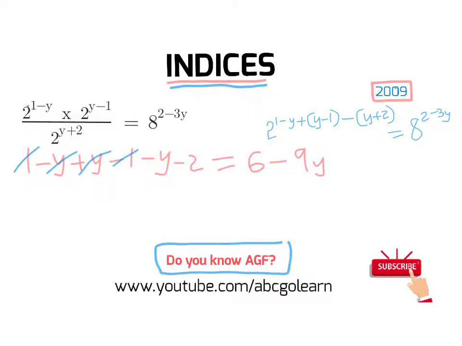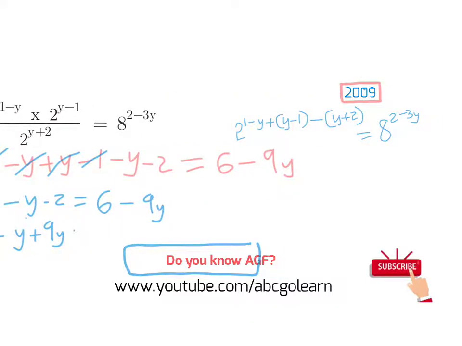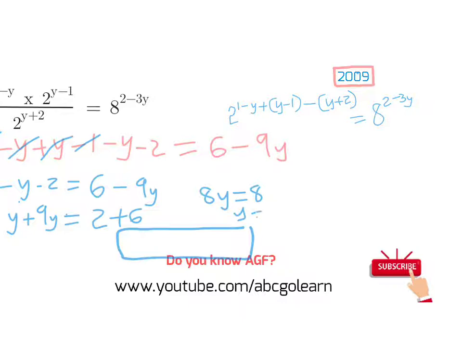Okay, so now let's rewrite the rest. The rest will be minus y minus 2 equals to what we can see here, that's 6 minus 9y. Now let's solve this. Let's collect like terms. That's minus y plus 9y equals to 2 plus 6. If you actually take 2 to the other side, you get that, and that will give us our final answer: 8y equals to 8, and y will be equals to 1.